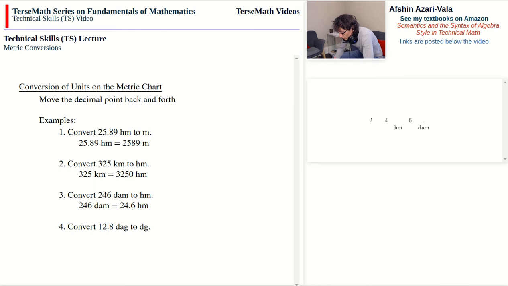Problem number 4, we want to convert 12.8 decagrams to decigrams. And so the question is 12.8 decagrams is equal to how many decigrams? And we write 12.8. Now this time the decimal point is given. That is associated with the unit decagram, the unit that's given. And going from decagram to decigram, we have to move to the right. We go from decagram to gram, then from gram to decigram. That means we have to add a 0 now. And we get 1,280 decigrams.